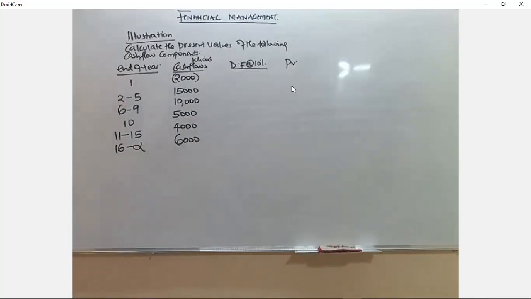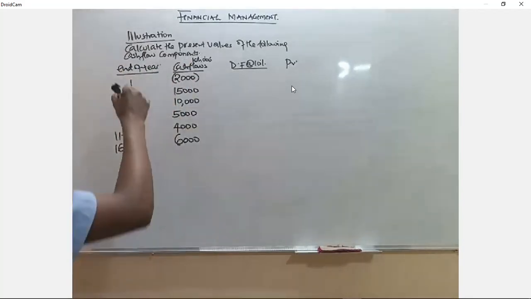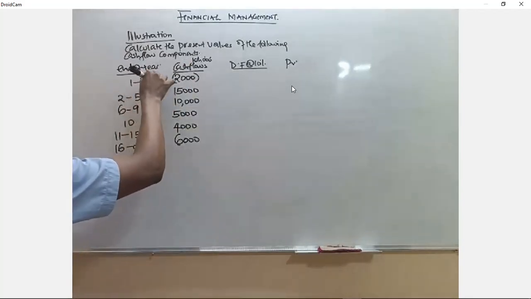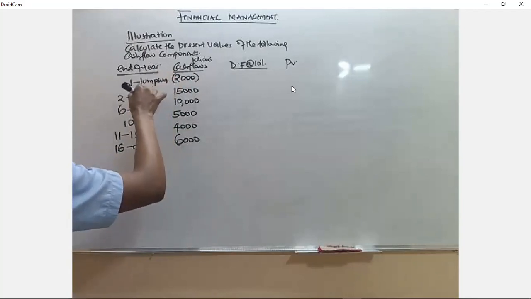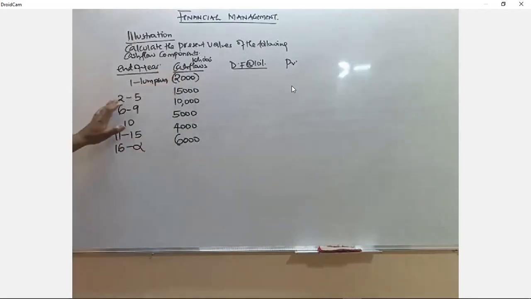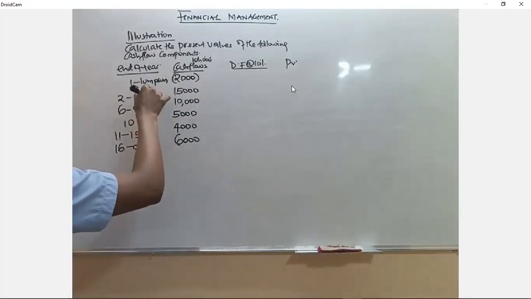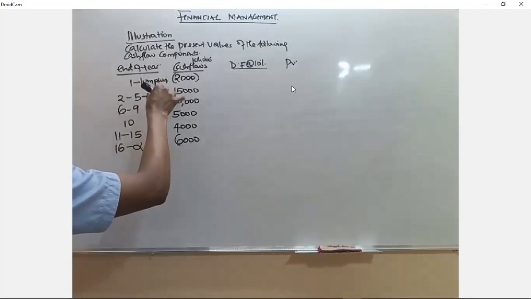Annuity or lump sum for the first year? Someone, clear first? Lump sum. Lump sum, very good. Because already this amount, I'm going to incur it once. This is lump sum. Then from year 2 to year 5, the cash flow that I'm going to be receiving is 15,000. I can see that is annuity.